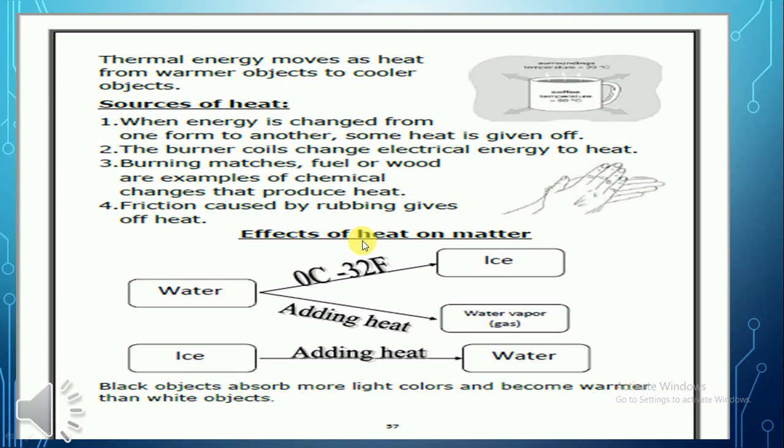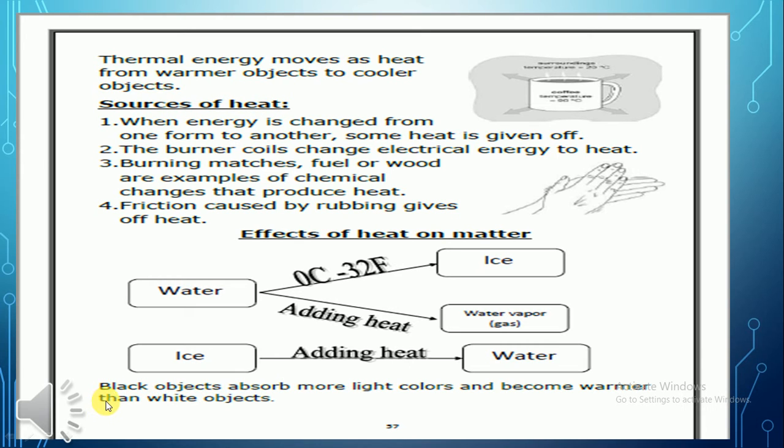So the effects of heat on matter, like water. When we put the water in the fridge, if the temperature is 0 Celsius, which means 32 Fahrenheit, the water will be ice. Excellent. If we add heat to the water, like we put the water on the stove, the water will be water vapor. It's a gas. Excellent. When we take the ice out of the freezer and put it on the stove or just outside, it will melt and become water.